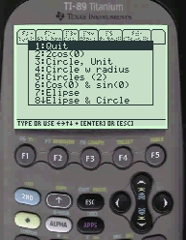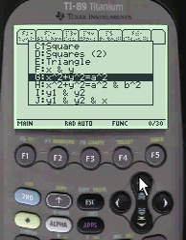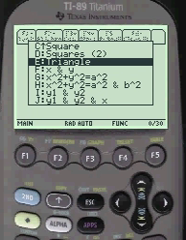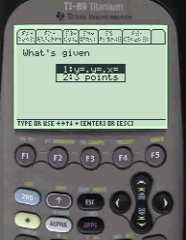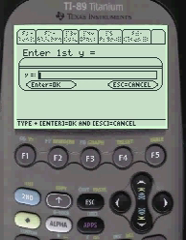And I'm going to press the up cursor to go to the bottom of the menu to get to triangle. That's what's in the problem. This was a Yahoo problem. The object within the region is a right triangle, okay. And what did they give you? They gave you either 3 points, or they give you y equals, x equals. In this case, it's the first one there. I'm going to choose that.